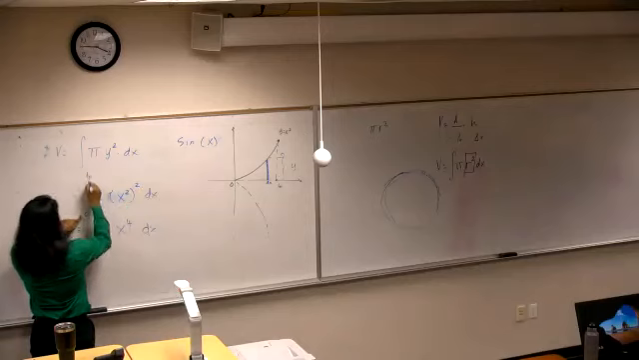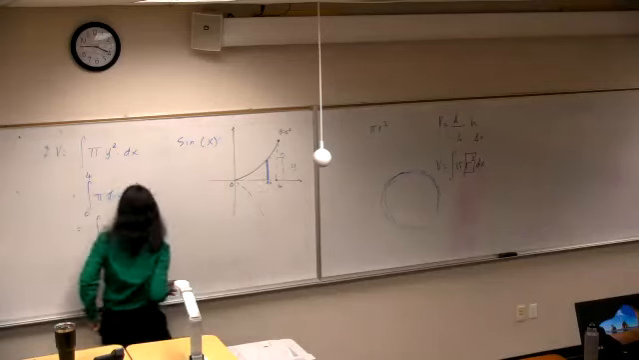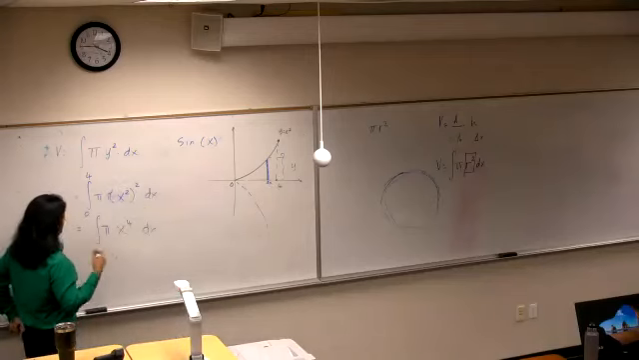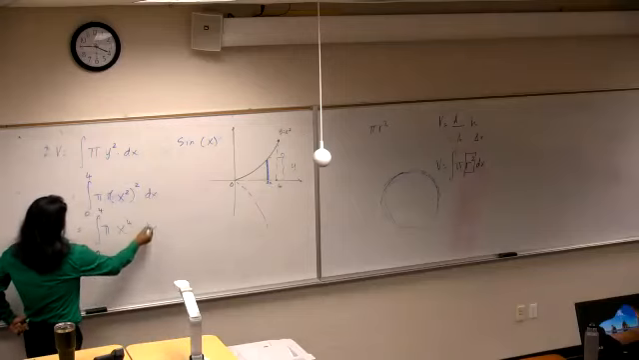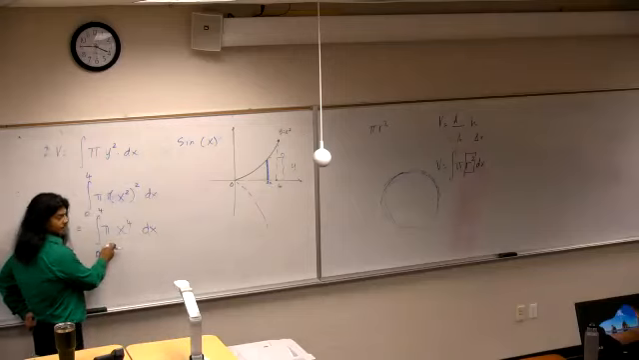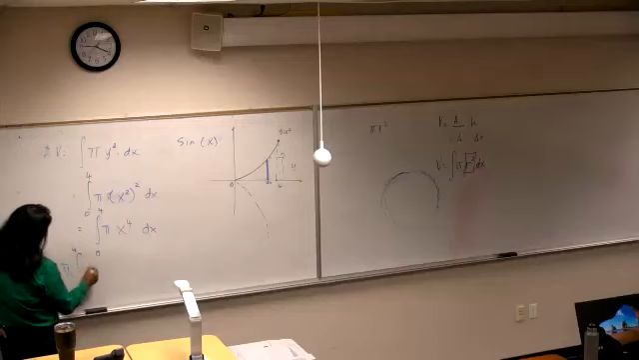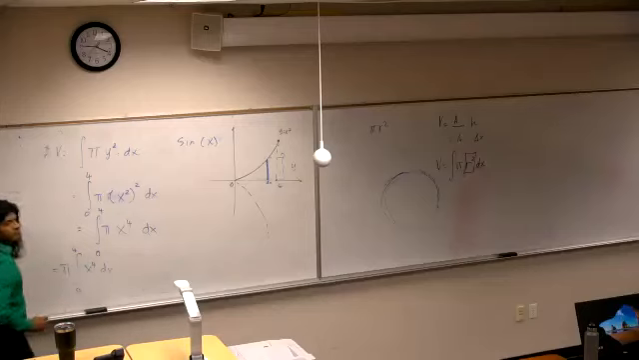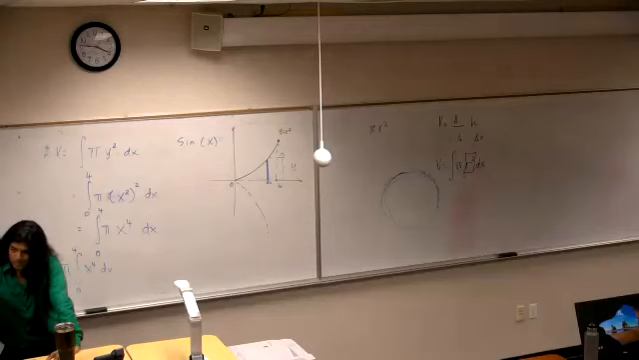Going from 0 all the way up to 4, agreed. This strip is moving along the x-axis, 0 to 4. Pi is a constant, bring it out. What is the integral of x raised to 4? That you should know by now.